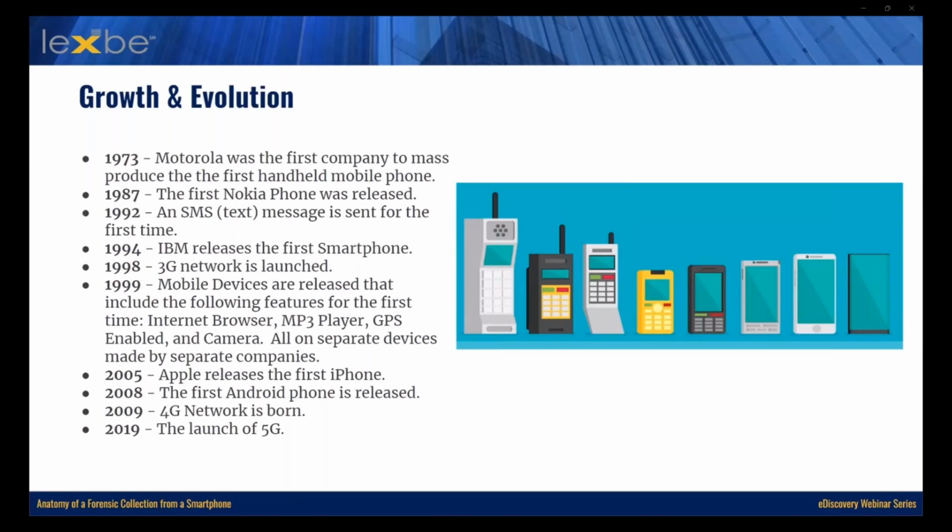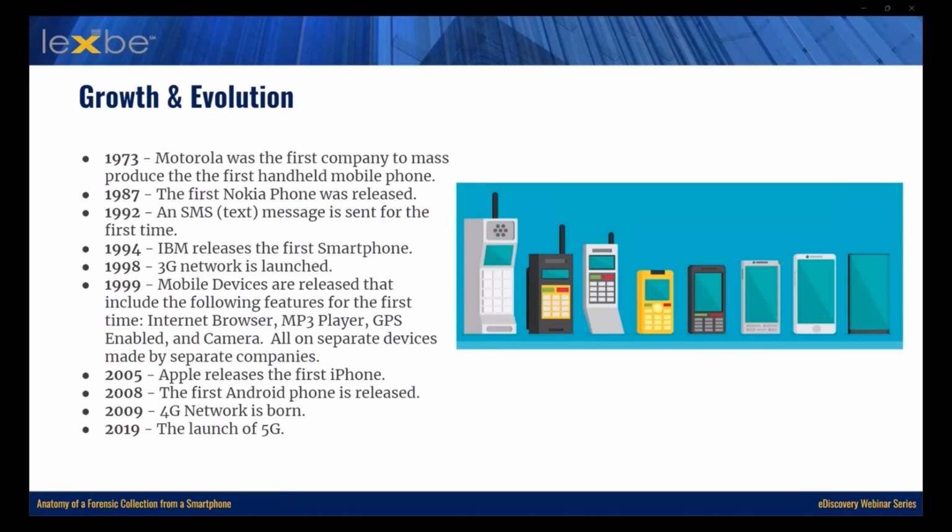In 1999, mobile devices are released that include the following features for the first time, which are internet browsing, MP3 players, GPS enabled, and camera, all on separate devices made by separate companies. It was a lot of different pieces going into one device from all these different companies, but they were able to somehow fit them into one place, the first smartphone with all these features.